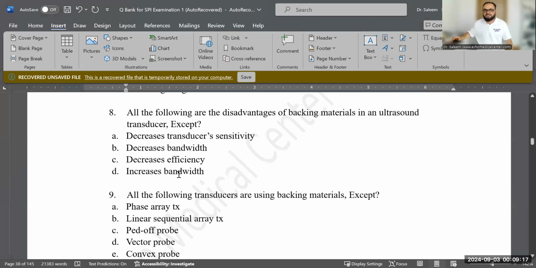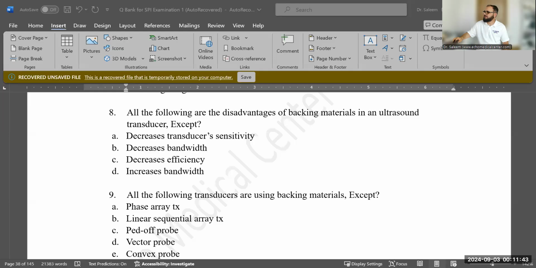But this says decrease the bandwidth. No, increase and decrease efficiency and decrease the transducer sensitivity are the correct disadvantages. But B is the answer which is not matching the disadvantages, actually. Correct? So this is the correct one to be chosen. It says decrease the bandwidth. The following are the disadvantages of the backing material. This is the disadvantage, correct.